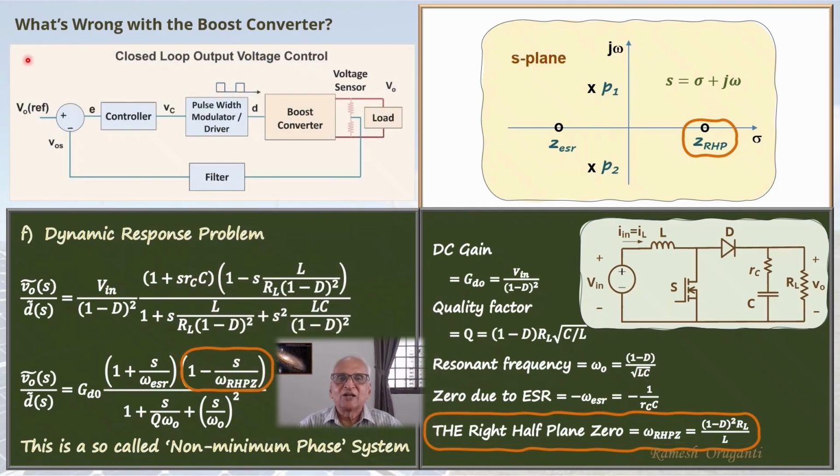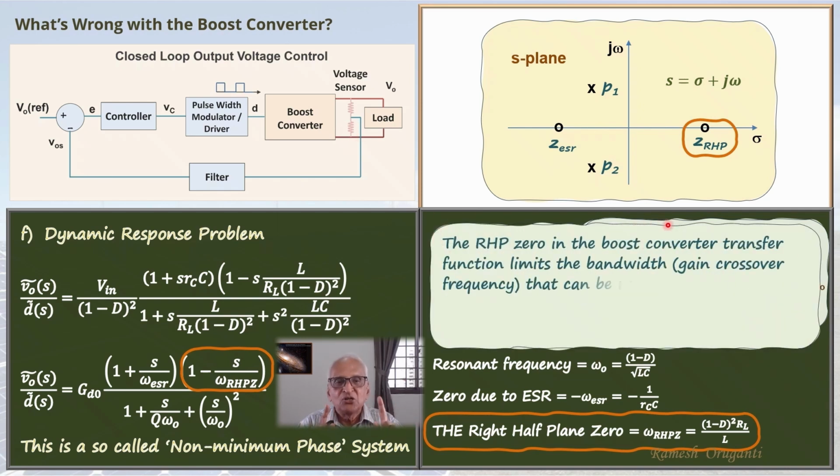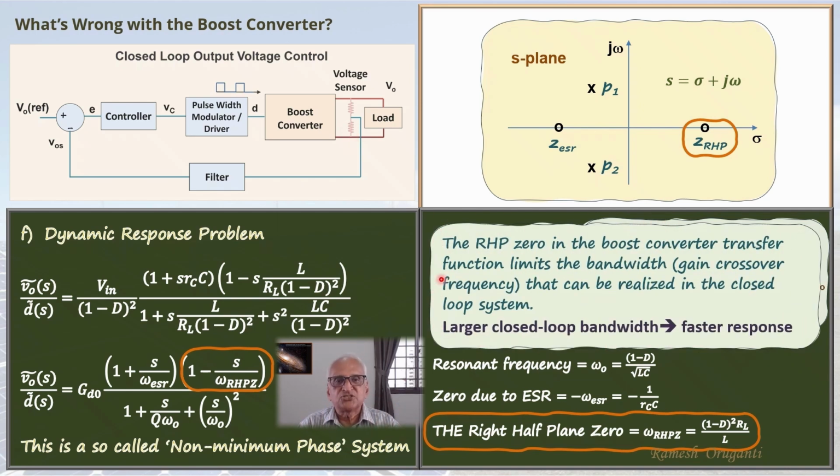I have shown the block diagram of closed loop output voltage control of a boost converter here. If you are controlling the output quantities, that is the output current or the output voltage, by varying the duty cycle, there will be a right half plane zero present. That right half plane zero limits the bandwidth of the closed loop system, limits the crossover frequency that you can achieve in this feedback system. Because of that, you cannot get fast response, period. If you are controlling the input current, then the right half plane zero doesn't exist in the transfer function.